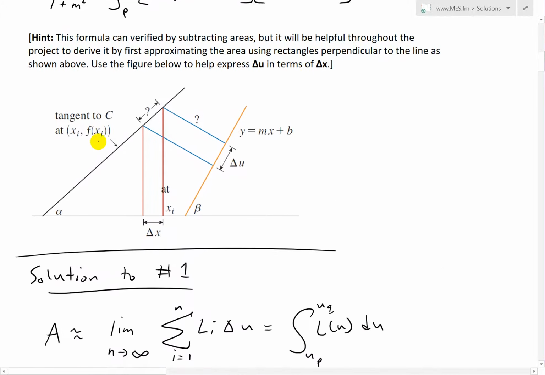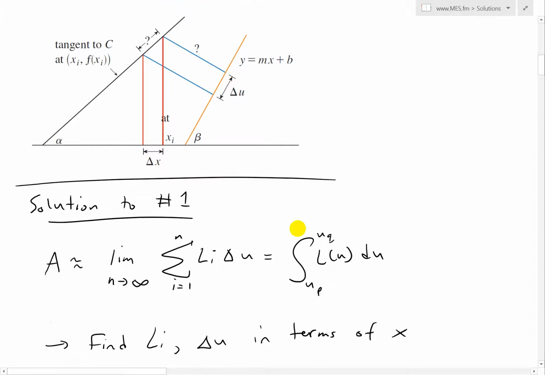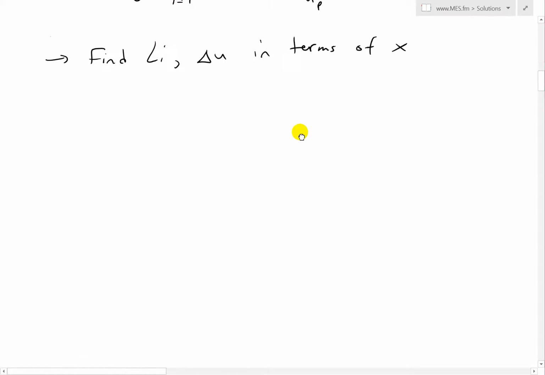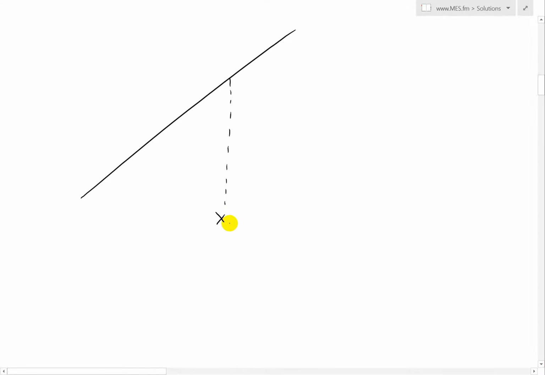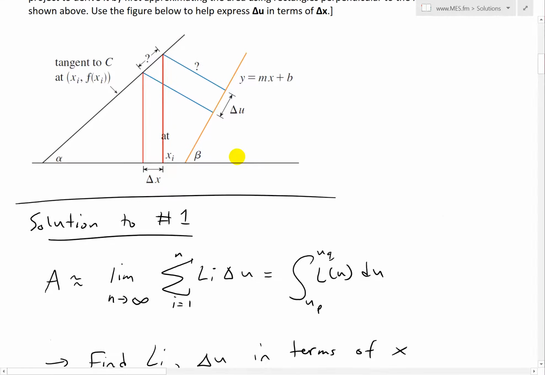So this slanted line, well, let's just draw that right here. At that tangent line across it, at this very point xi, this angle we're given is alpha. So that's alpha.